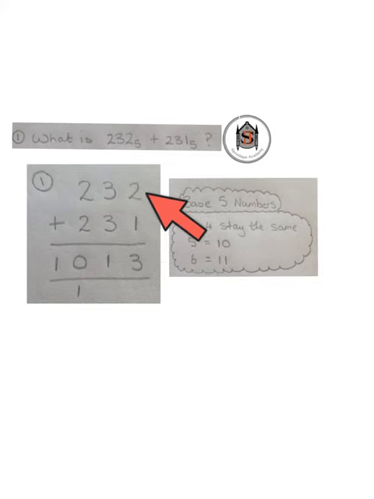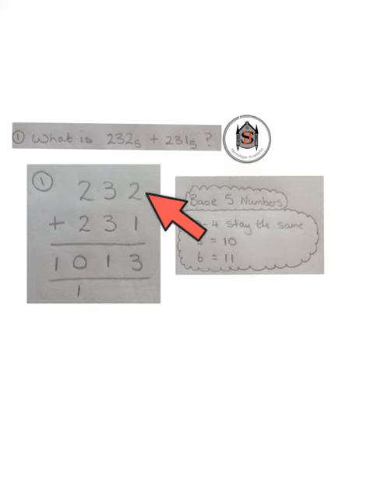Now, as the process doesn't change, we carry out 2 plus 1 first. Now we know that 2 plus 1 is 3, and because we're doing this in base 5 and the number 3 is under 5, then we know that 3 stays the same. So we can put in 3 as before. We then move on to the next part and we do 3 plus 3 is 6.